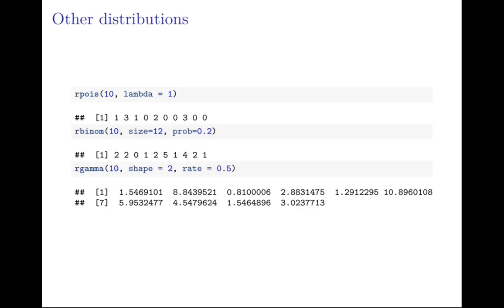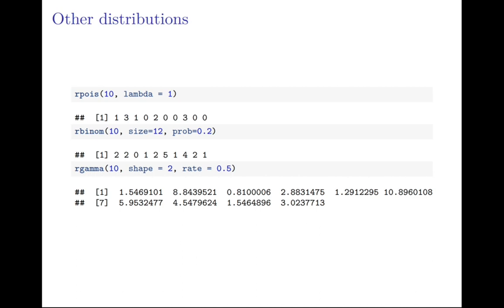And there's lots of other distributions you can think about, right? You can use the Poisson distribution. You can draw 10 numbers from a Poisson distribution, and the parameter you'll want to specify there is the lambda. That's a spread parameter. You can do the binomial distribution, and you specify the parameters, a size of 12 and probability of 0.2. You can also use a gamma distribution, and that has a shape and a rate parameter.